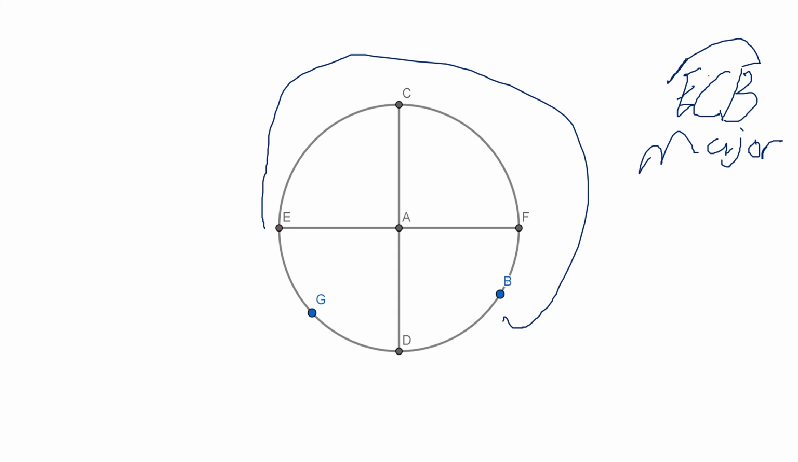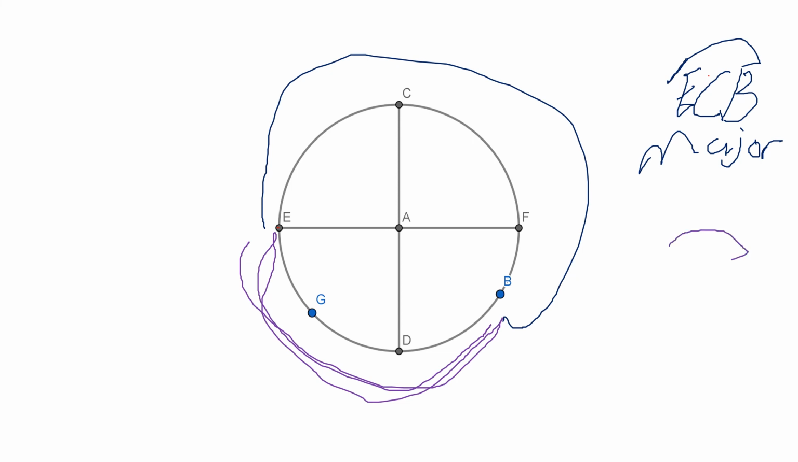Now, for example, let's have this color, violet. If we have EB as well, from E to B, but that is less than 180, when you write that we put a reference so that it passes through G and then B. That would be a minor arc because it is less than 180 degrees. So that's how you categorize an arc in a circle.